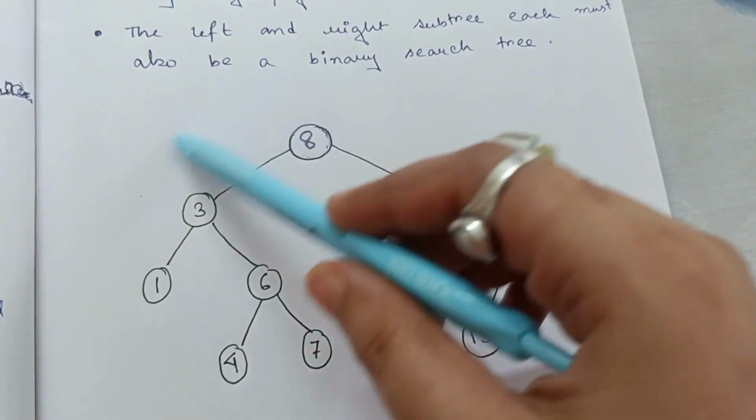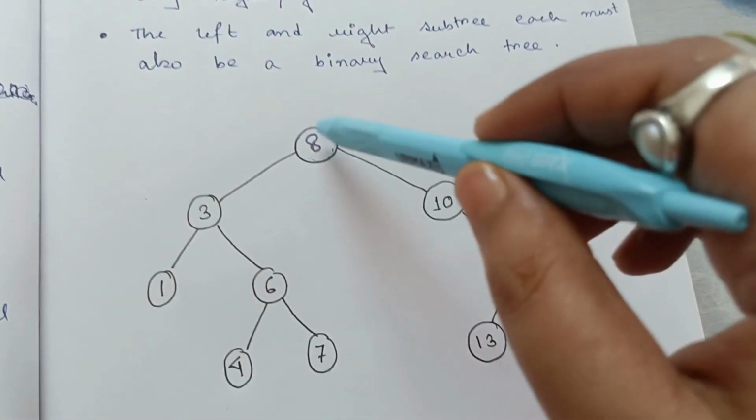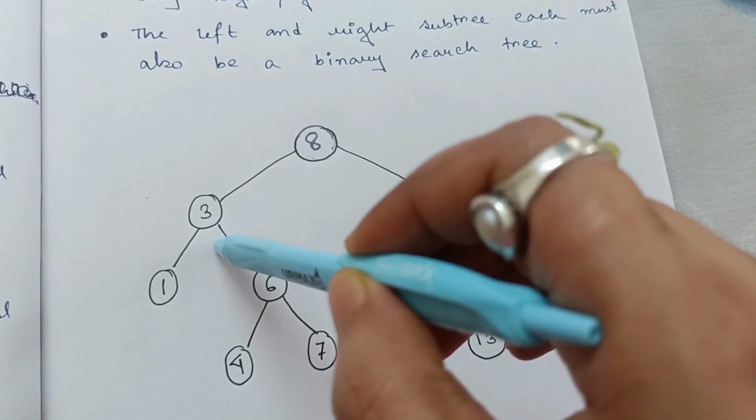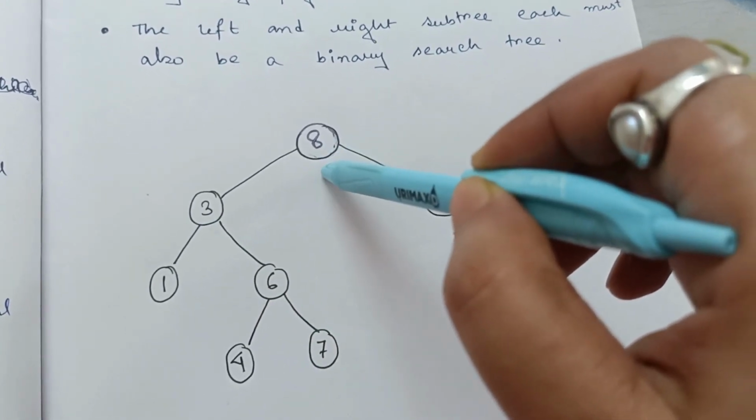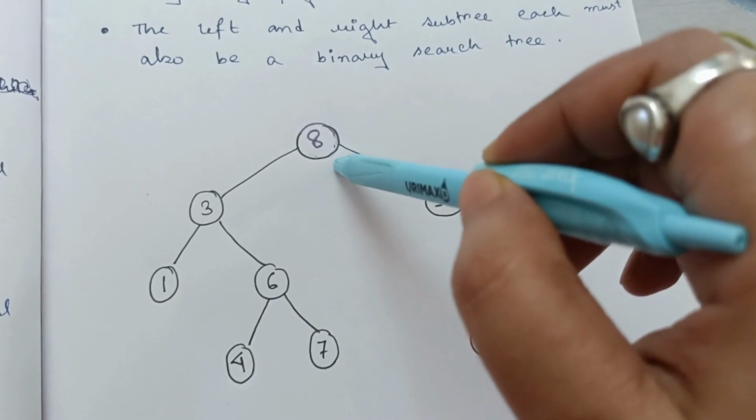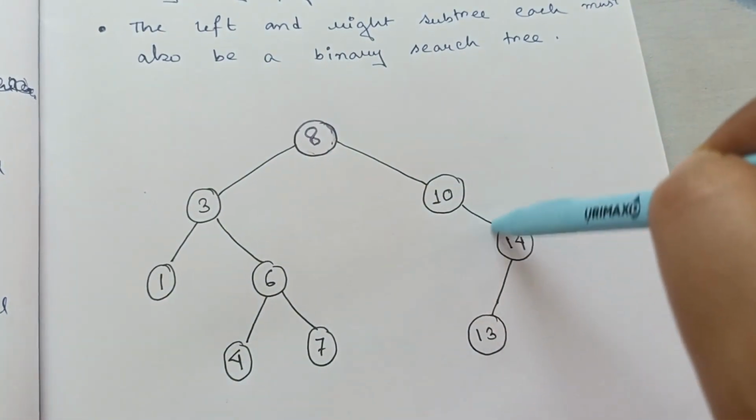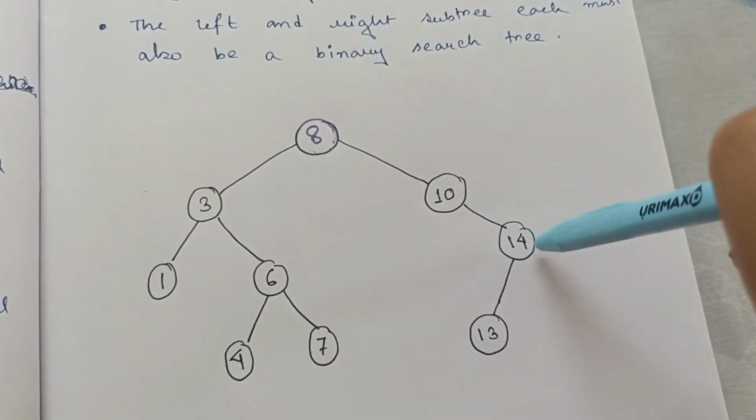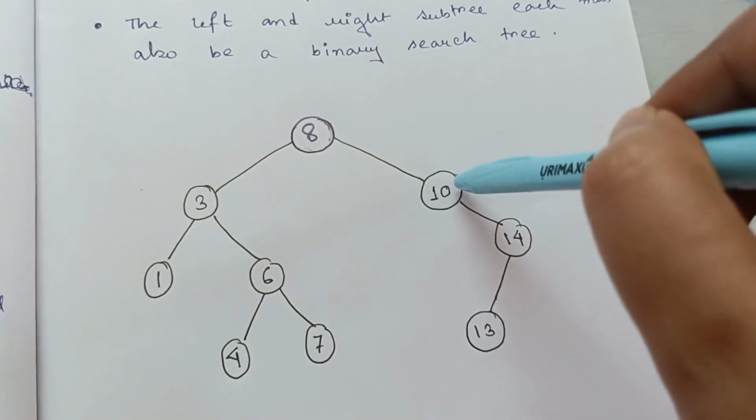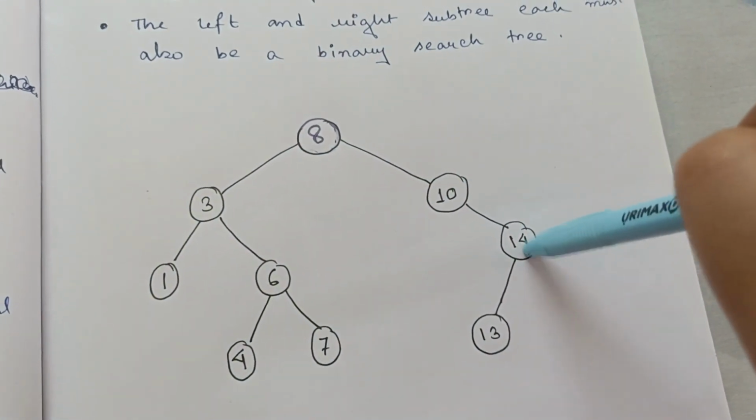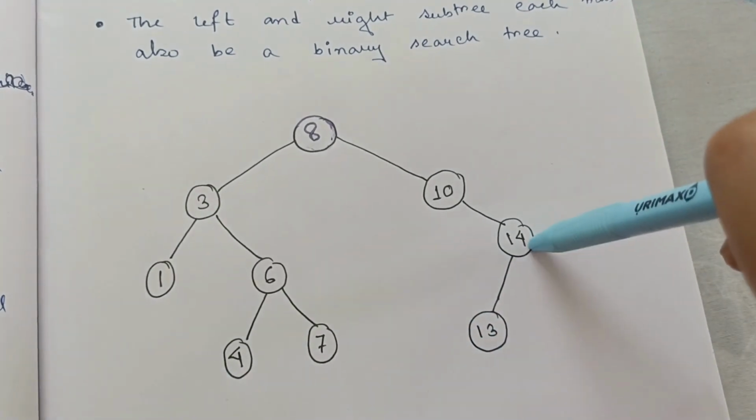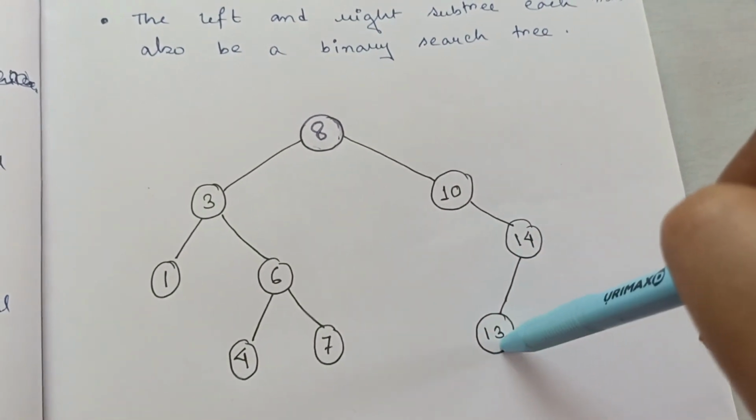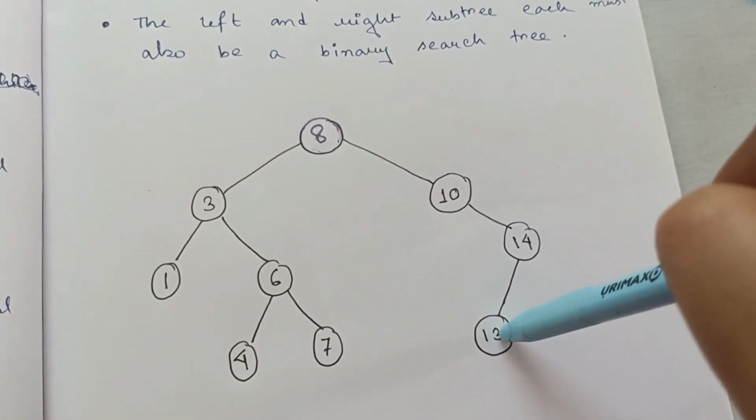In that way, if we consider the whole tree, if 8 is the root value, 3 is a lesser value than 8, that's why this is the left subtree. And when we consider the right subtree, that means we consider a greater value than 8, that's why here we consider 10. Again in a similar way, we consider 14, that means a greater value than 10, so this is the right subtree. Again we get the value 13 on the left-hand side of 14, that means a lesser value than 14, that's why 13 is also considered as a left subtree.